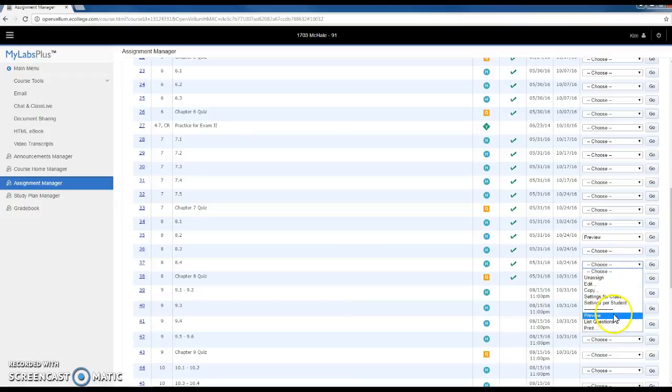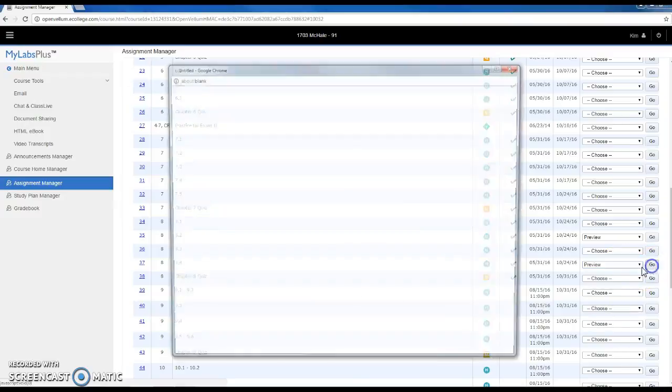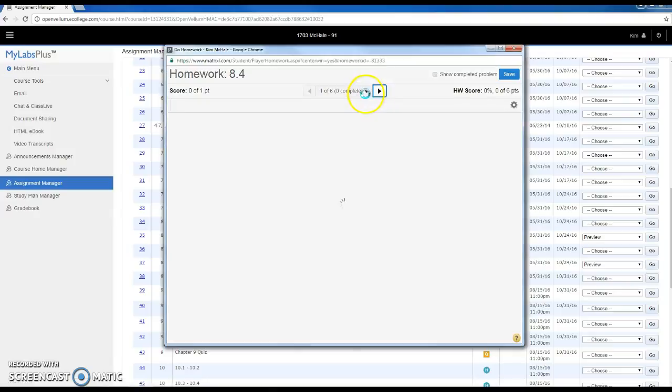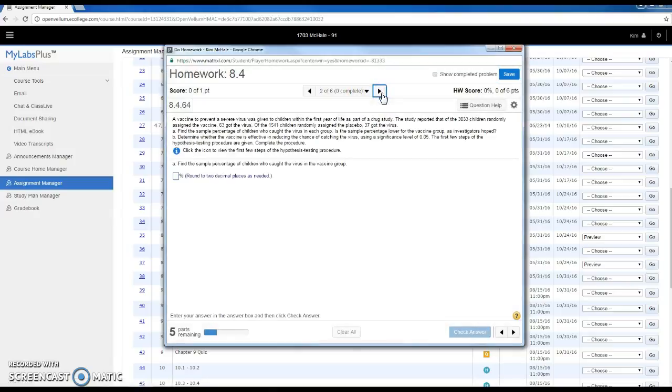And I had a student ask about 8.4 homework, number 2. A vaccine to prevent a severe virus was given to children within the first year of their life as part of a study. The study reported that 3,033 children were randomly assigned the vaccine. 63 got the virus. Of the 1,541 children randomly assigned the placebo, 37 got the virus. So we're going to try to compare those two.